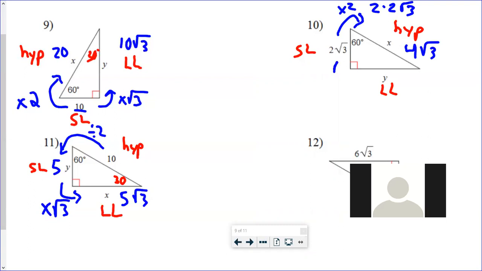Now, when I go to take the short leg to the long leg, we're going to times the 2 square roots of 3 by the square root of 3. Now, the square root of 3 times the square root of 3 is going to turn into the square root of 9, which is just 3. So that turns into 2 times 3, which is 6.